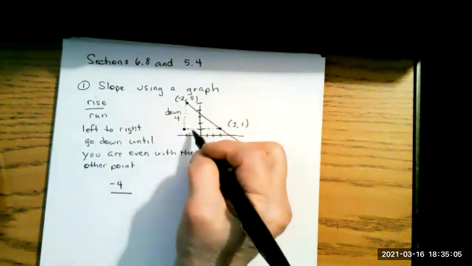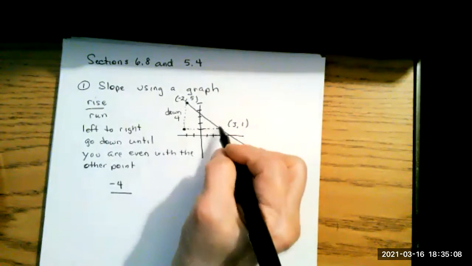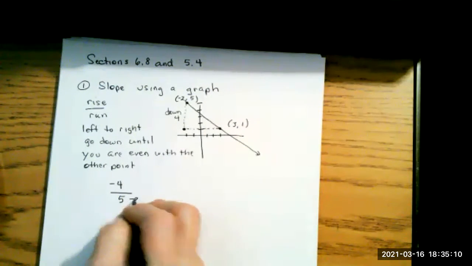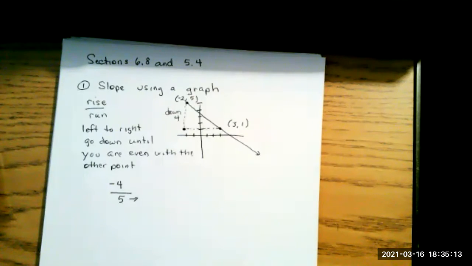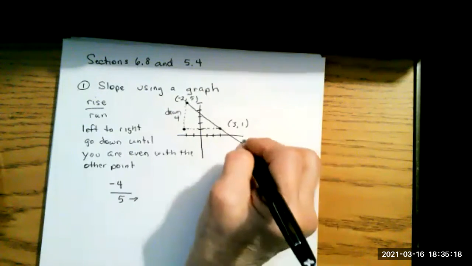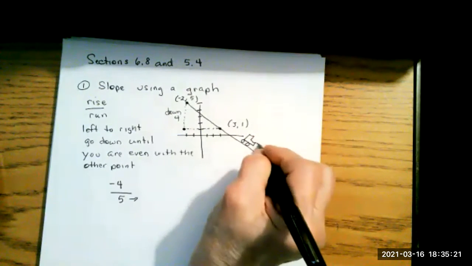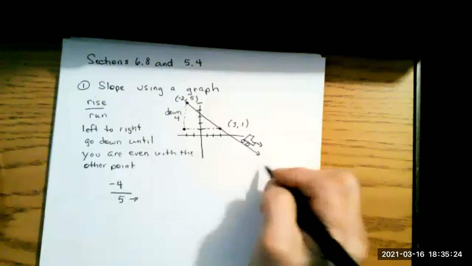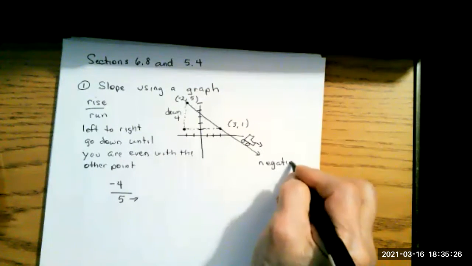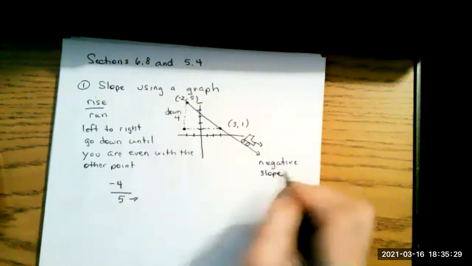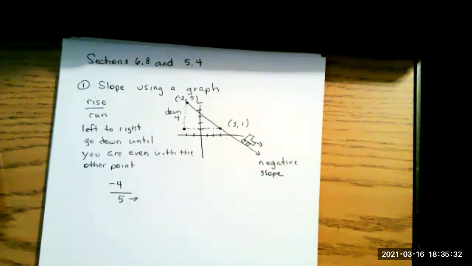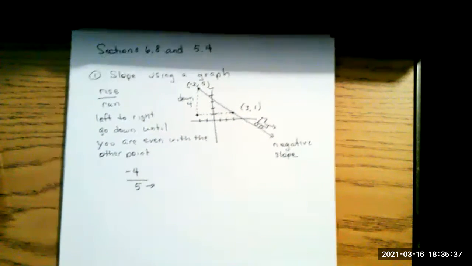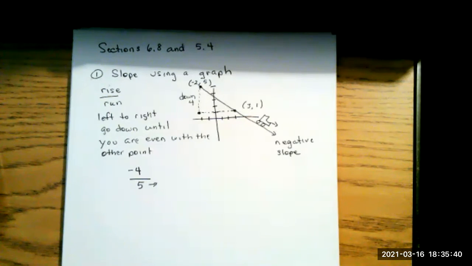Count across then. 1, 2, 3, 4, 5. Going over, you're always going in the positive direction. But on these graphs that you're going to do tonight, all of them are going down. This is a downhill graph. This little car is going downhill. This has a negative slope. Okay, any questions on how to find that? Just go from one point to the other. Count down and over. Down is the top number. Over is the second number.